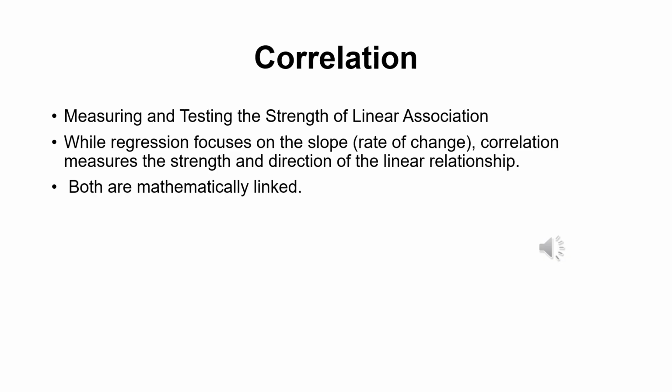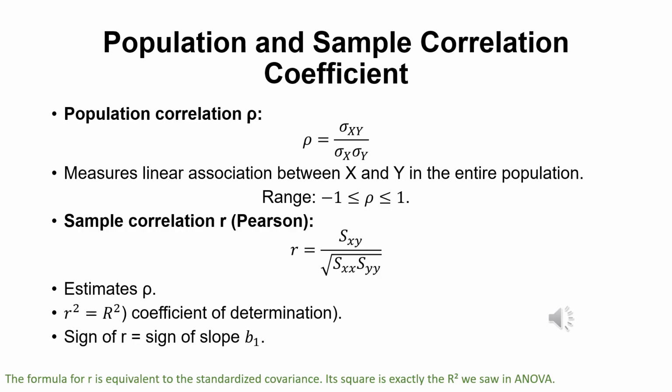Correlation measures the strength and direction of a linear relationship between two variables. While regression focuses on the slope, correlation tells you how closely the data points follow a straight line. The two are mathematically linked, but they serve different purposes. Population and sample correlation coefficient.